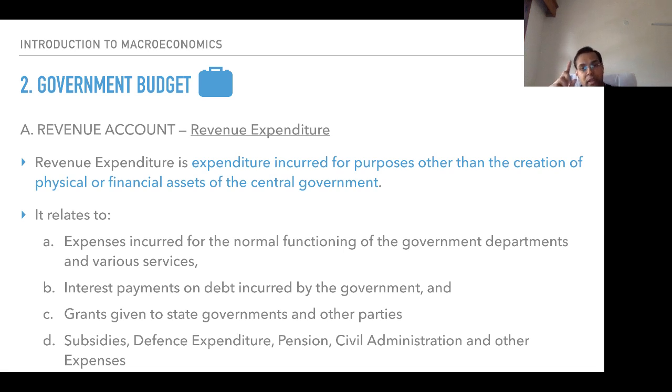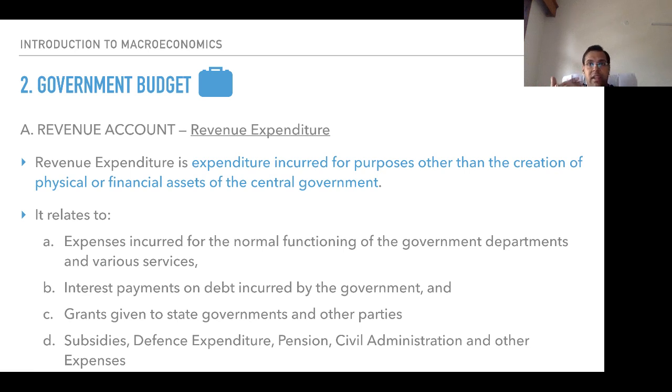Principal amount of loan is capital in nature. But when we take interest payments, whatever loan we had taken, we have to pay interest on that. So whatever interest you pay, it is of revenue category. It is revenue in nature. Interest payments on debt incurred by the government.